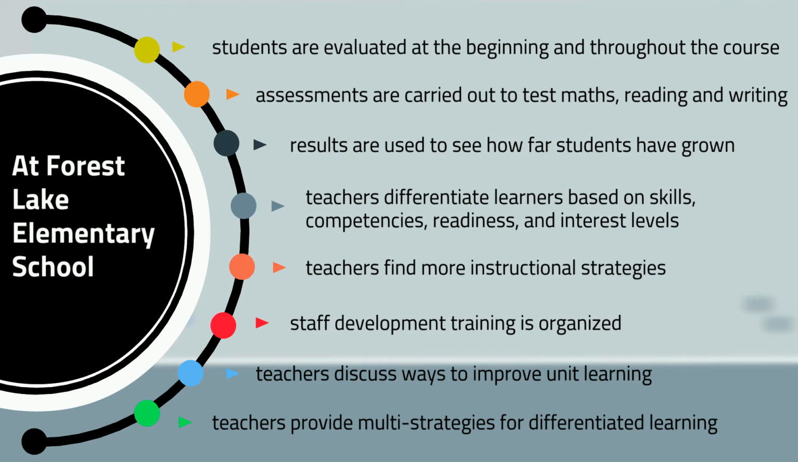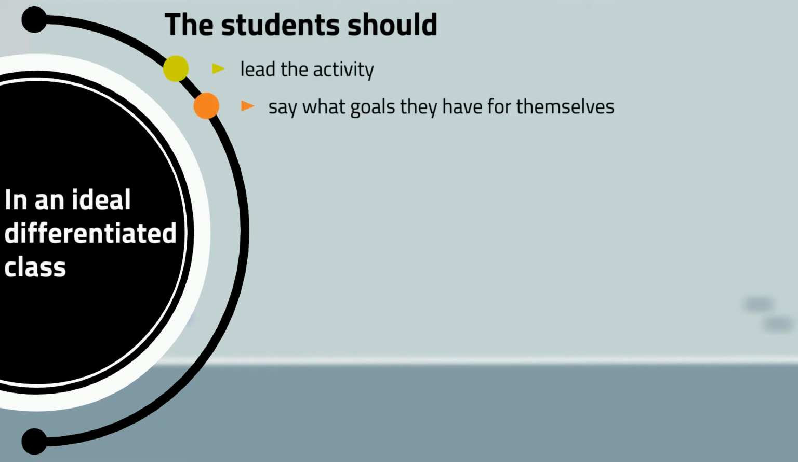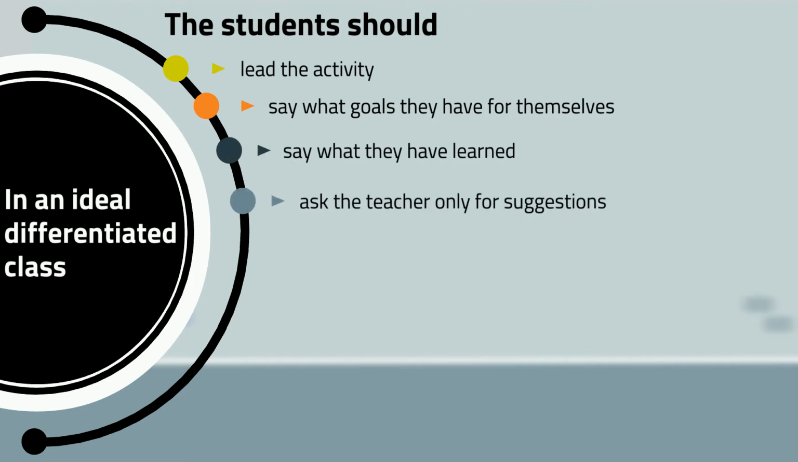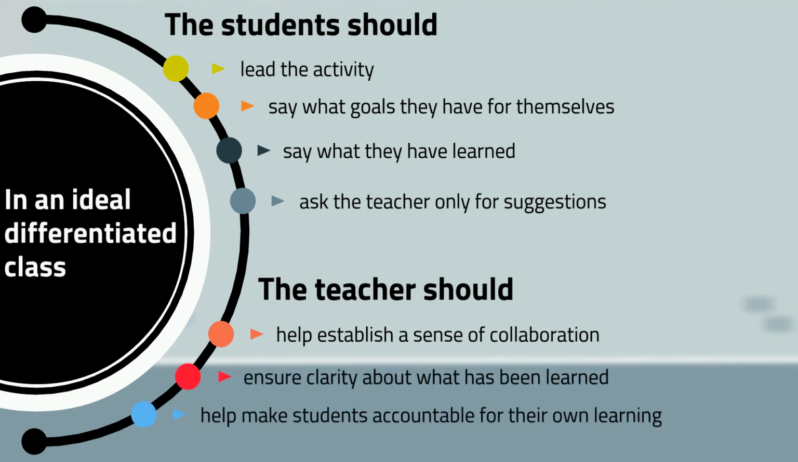academic achievement. As Dolce and Davidson, 2012 acknowledge, in an ideal differentiated class, the students should lead the activity, say what goals they have for themselves, what they have learned, and ask the teacher only for suggestions. The teacher should help establish a sense of collaboration, ensure clarity about what has been learned, and help make students accountable for their own learning.